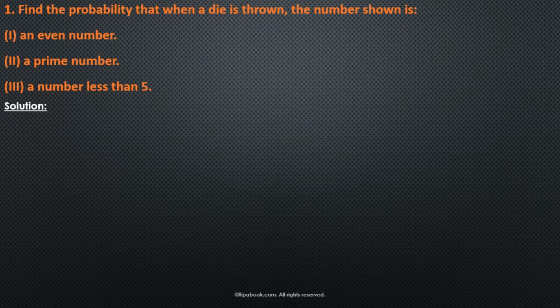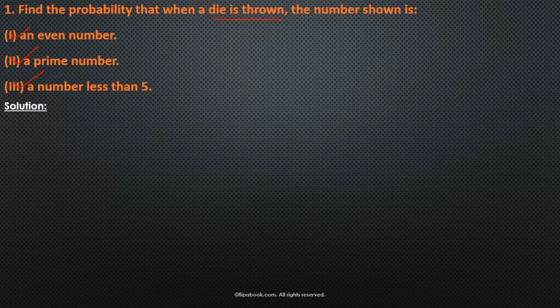As you can see, this is the question. This is a word-based question. Before going to the solution part of this question, you have to understand the meaning. Let's read the question as it is. Find the probability that when a die is thrown, the number shown is, first one, an even number, second one, a prime number, and third one, a number less than 5. So there are 3 different questions that you have to answer.